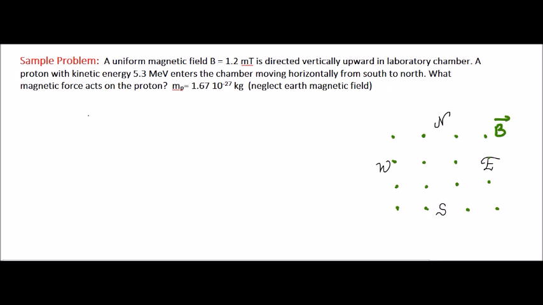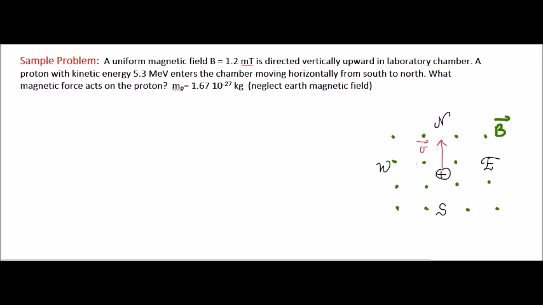And we have a proton, so a positively charged proton, that has a certain kinetic energy, 5.3 mega electron volt, and it's moving horizontally from south to north. So it's moving in this direction from south to north. That's V. So the question is basically, what is the magnetic force acting on the proton?